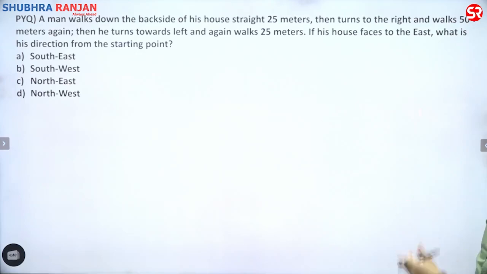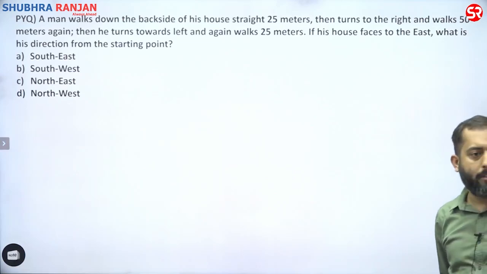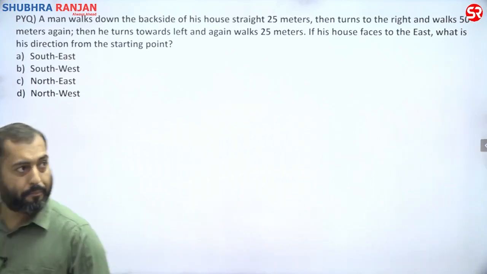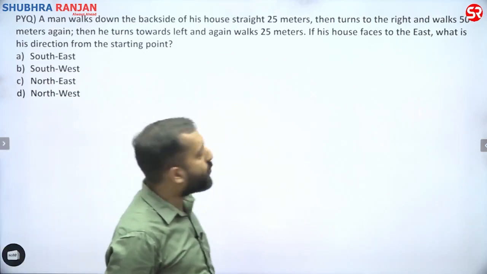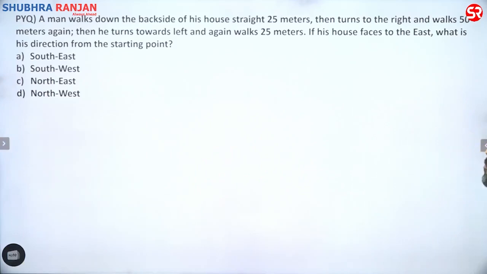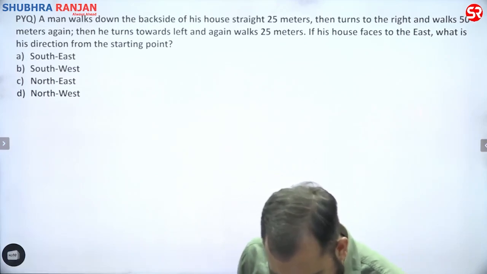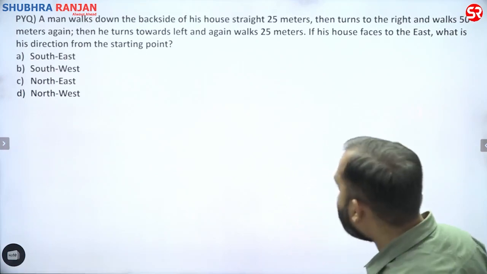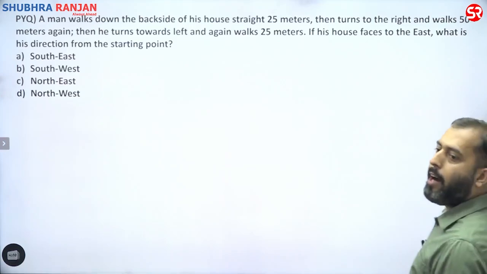Now this is a PYQ, UPSC CSAT. A man walks down the backside of his house straight 25 meters, then turns right, walks 50 meters again, then he turns towards left, again walks 25 meters. If he's... northwest, I am getting northwest. My answer is northwest. Let's now see, with respect to the starting point.